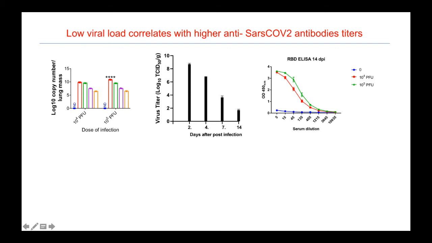And we further checked the RBD ELISA, and you can see, at both 10 to the power 4 and 10 to the power 5 PFU, you have anti-RBD antibody, which is measured here by OD.